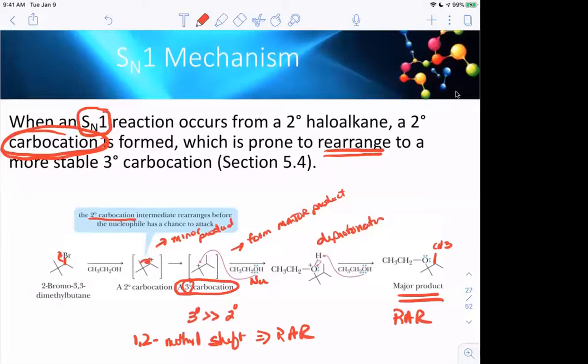So you need to watch out for these. If a carbocation can rearrange to form a more stable carbocation, it will rearrange. So if I can form a tertiary carbocation from my secondary that might initially form, it will happen, and that will lead to the major product.